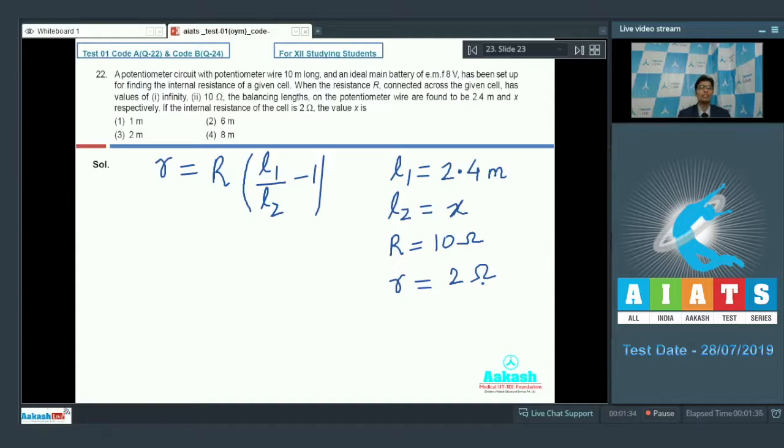Dear students, if we substitute these values in this formula, we get 2 to be equal to 10 multiplied by (2.4 divided by X minus 1). Solving this equation, we can find out X to be equal to 2 meters. So therefore, the correct answer for this particular question should be option number 3. Dear students, now let us proceed to the next question, that is question number 23.